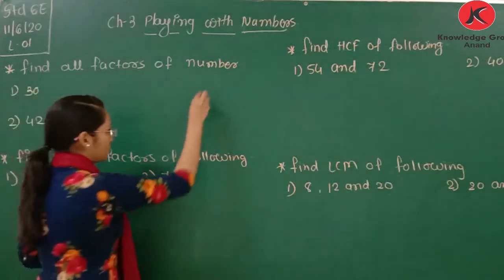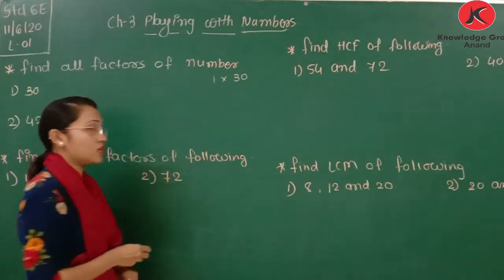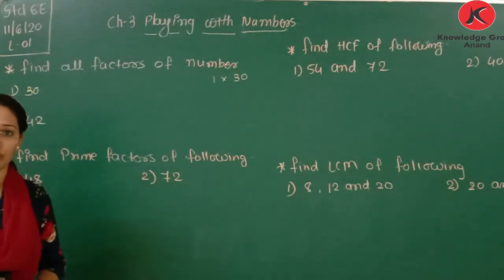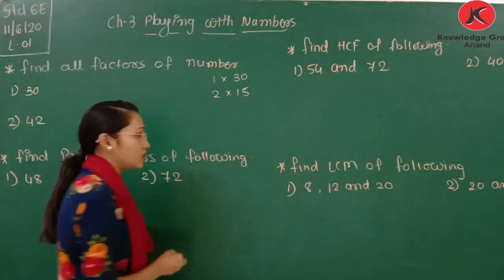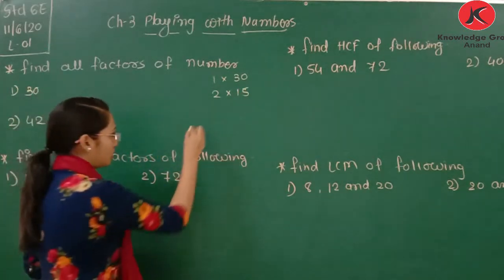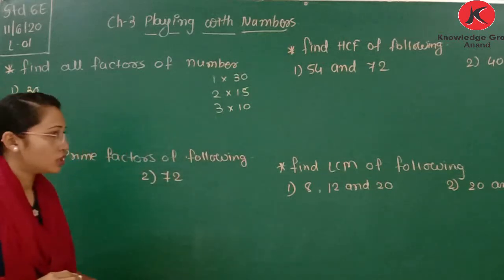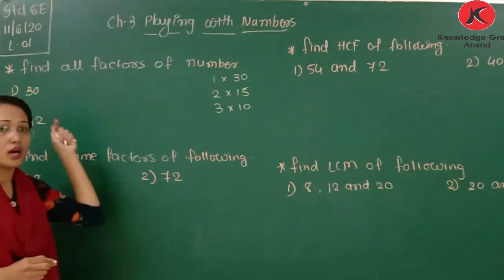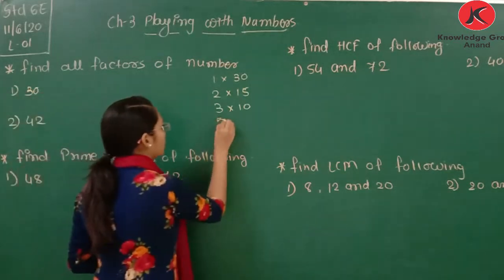So you can write like this, 1 into 30. Now it is possible to have 30 in a table of 2. Yes, 2 15s are 30. Now check the table of 3. Yes, 3 10s are 30. Now check the table of 4. Is it possible to have 30 in a table of 4? No. Then 5. Yes, 5 6s are 30.